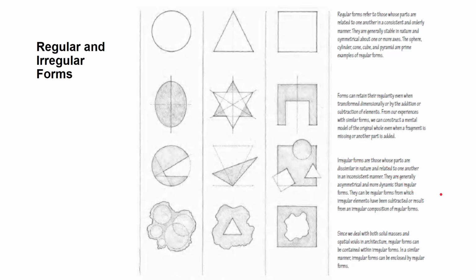Irregular forms are those whose parts are dissimilar in nature and related to one another in an inconsistent manner. They are generally asymmetrical and more dynamic than regular forms. They can be regular forms whose elements have been subtracted or added as a result of an irregular composition. With this, you have the combination of forms. In this one, you have the combination of the circle with the triangle.